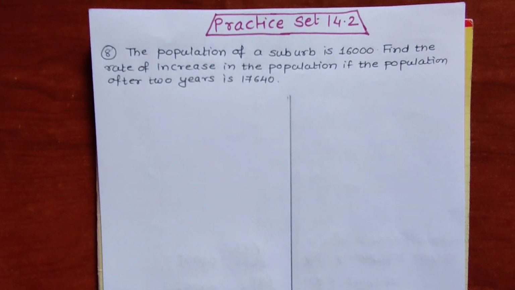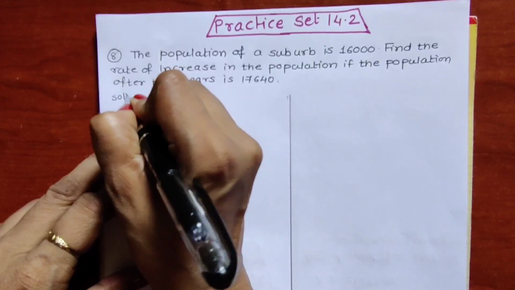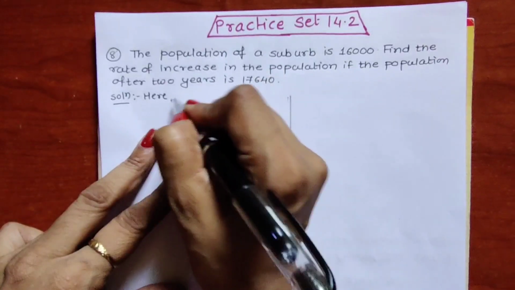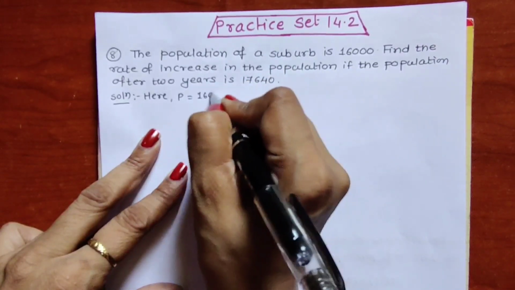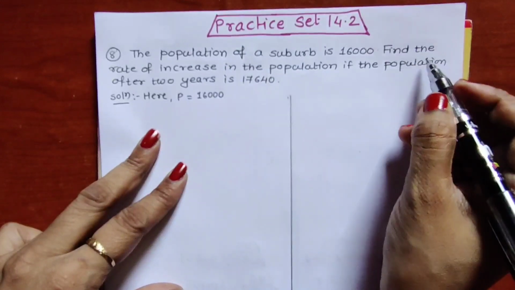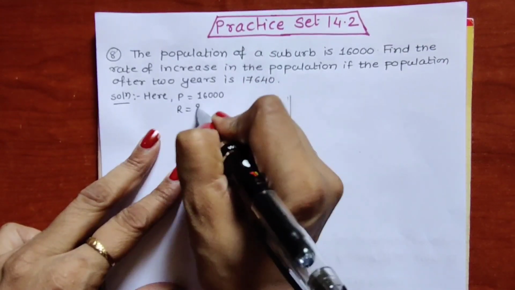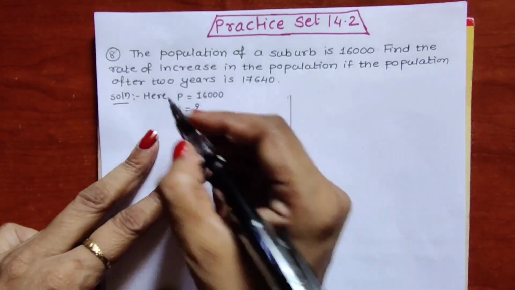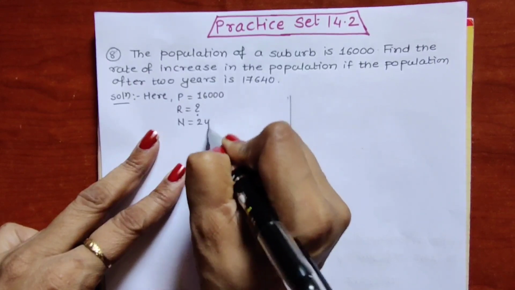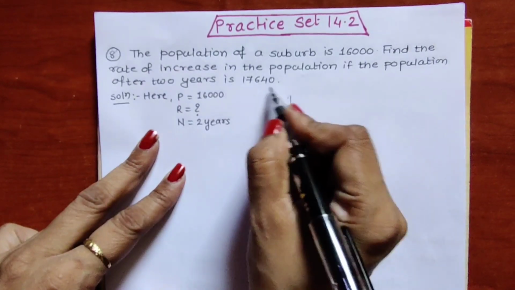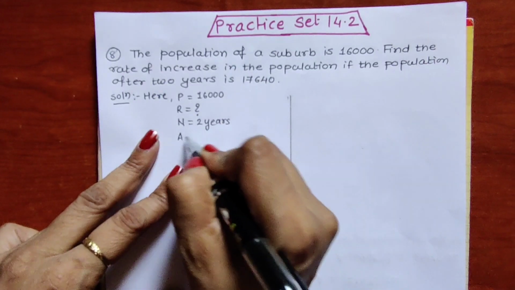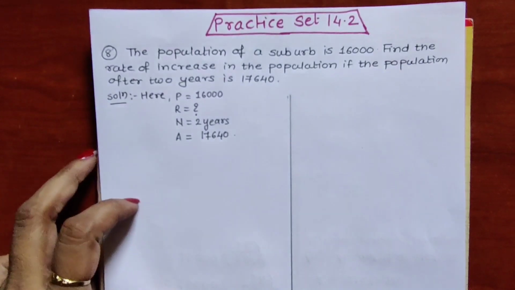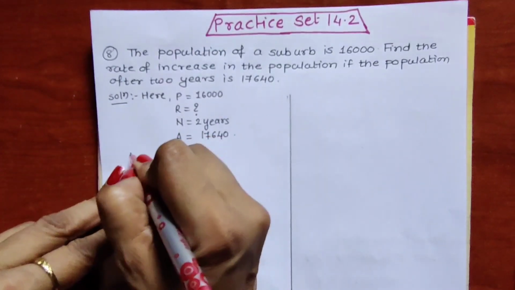We write our solution here. What is given to us? P value is given 16,000. Then find the rate of increase. Rate of increase we have to find out, so I put question mark. In the population, if population after 2 years, that means n is equal to 2 years is given, and after 2 years it is 17,640. So A value is also given, 17,640.